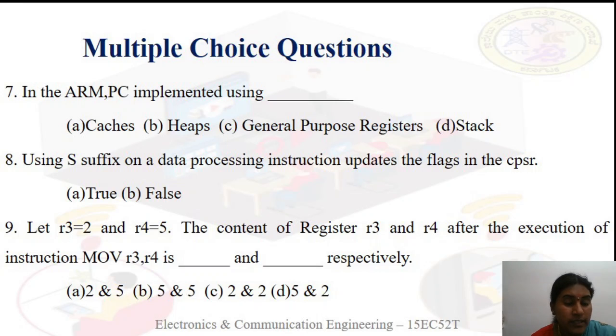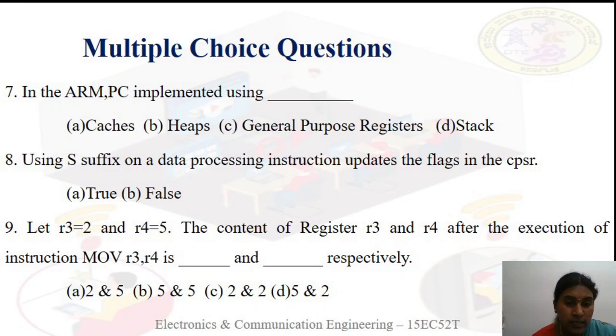The next one: using the S suffix on a data processing instruction updates the flags in the CPSR. You have to tell whether the given statement is true or false. It is true. If you don't put the suffix S in an instruction, it won't update the flags in the CPSR. If you want to update the flags in the CPSR, then in an instruction you have to put a capital suffix S, which indicates that it is used to update the flags in the CPSR. So the given statement is true.